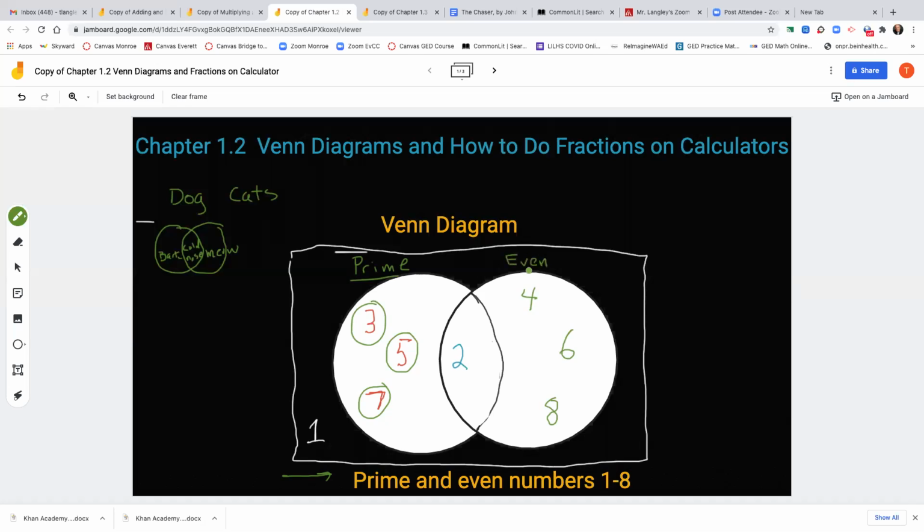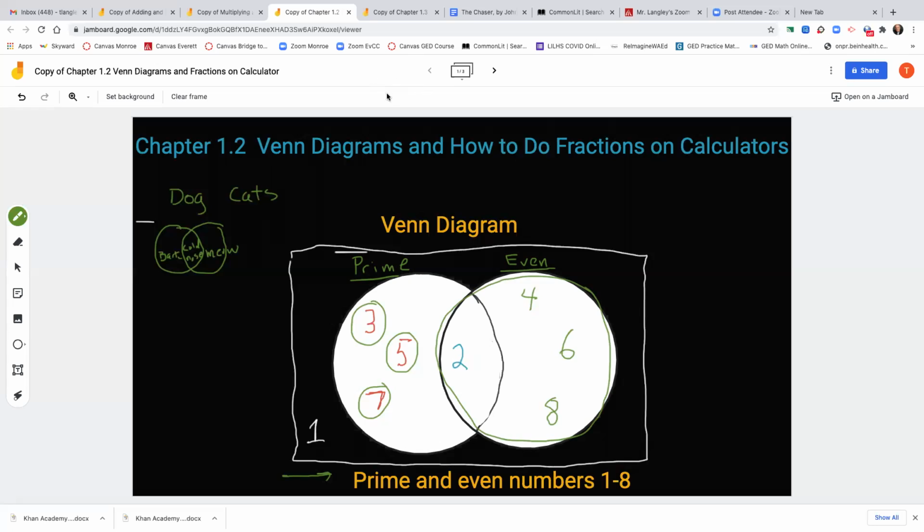Now, if I put them on the separate sides here, in the middle, and you're kind of learning a new concept here, I've got the number 2. The reason why it's in the middle is because it falls in the even circle. It is an even number, okay? But by definition, it is also a prime number, okay?